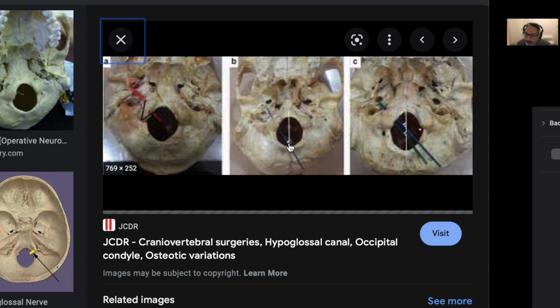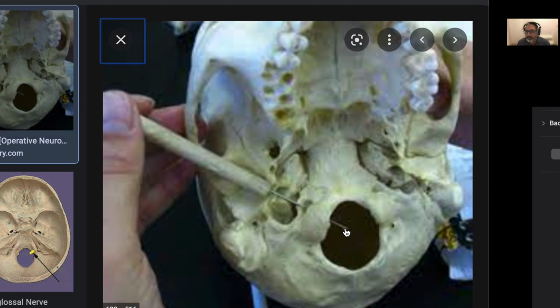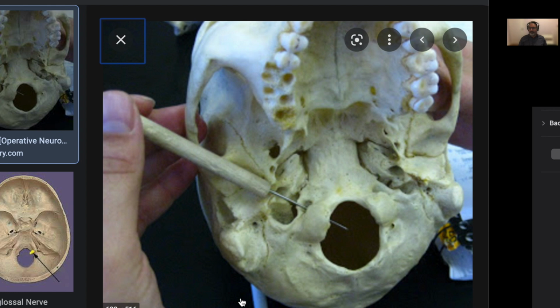I wish they showed something there. Sure, no, absolutely. Oh, this is good. Oh, this is great. There you go. Oh, that's the hypoglossal. This is the best. I've used this image before in class. That's the hypoglossal canal.